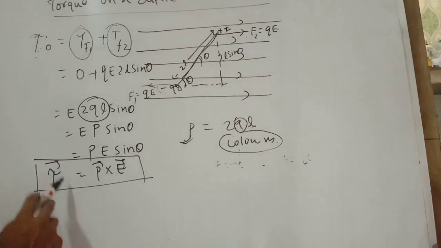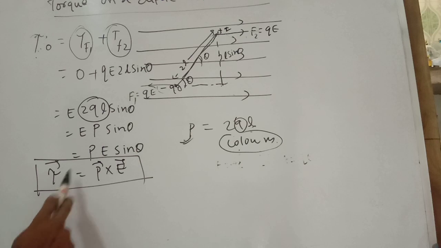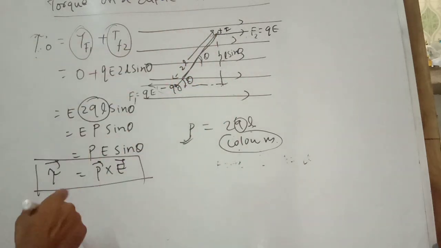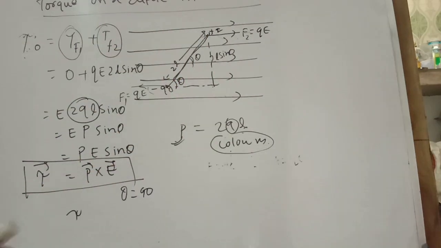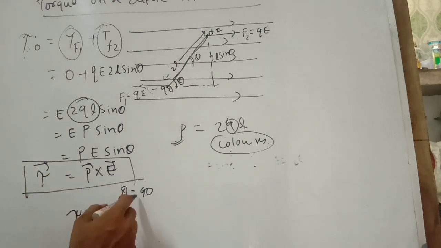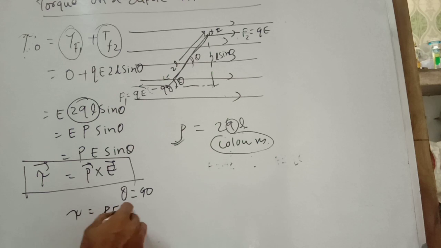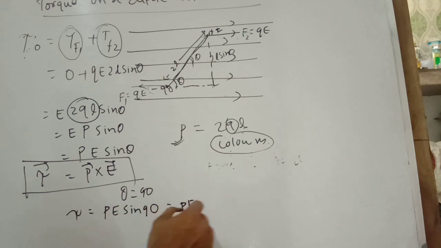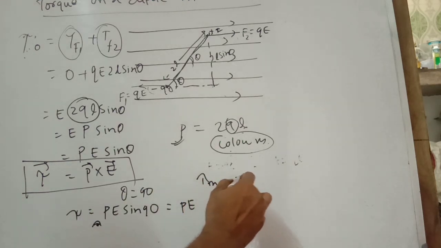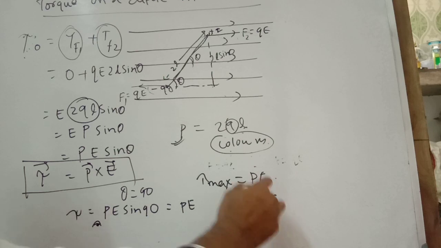Now, what is the maximum torque on an electric dipole in the electric field? Torque will be maximum when theta equals 90 degrees. So you put pE sin theta, so pE sin 90, which is pE. So it is T max. T max is what? You can write p into E.